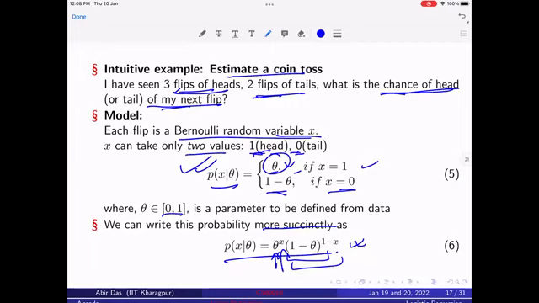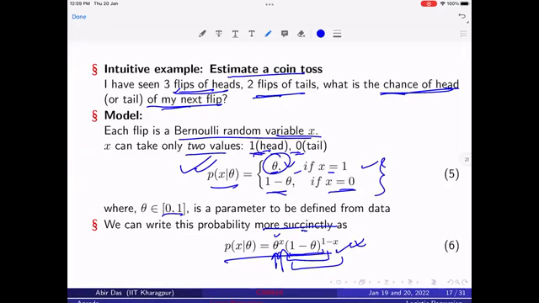So we can write this probability more succinctly. This is just to write in a more mathematically convenient form, so that you can express this sort of an expression in a single line. So this is theta to the x times 1 minus theta to the 1 minus x. If you put x equal to 1 in the right hand side, you will see that only this first term will remain. That means that probability of x equal to 1 given theta is theta, right? And similarly for x equal to 0, then only this second term will remain, right?